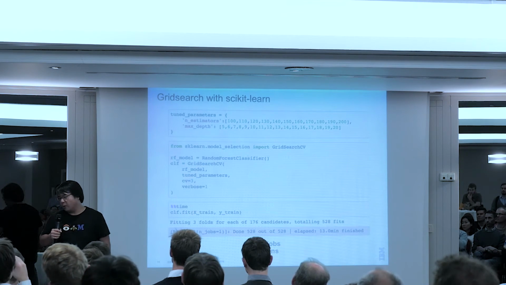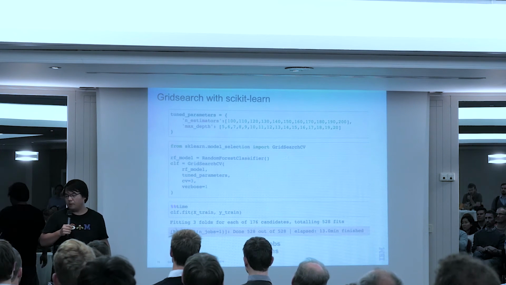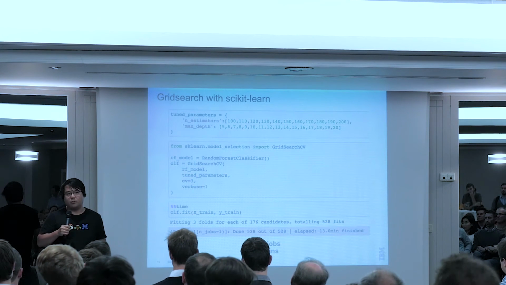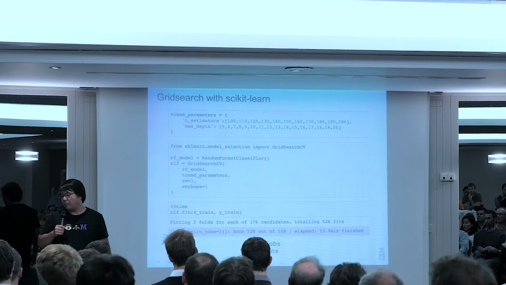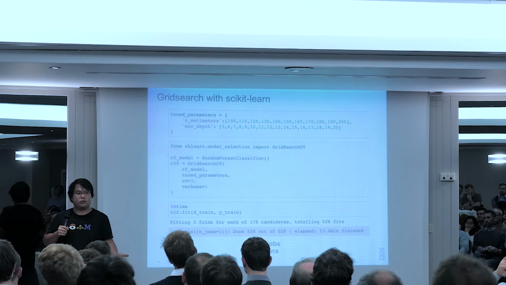What we now do is we import from scikit-learn the grid search module and put in the random forest classifier, the default one, and give the parameters to tune, set the cross-validation to 3, and just hit the job.